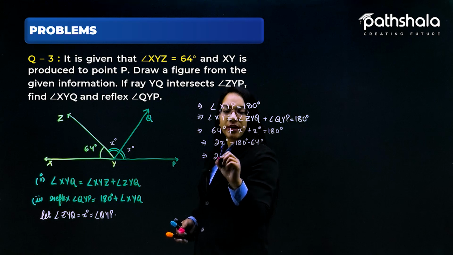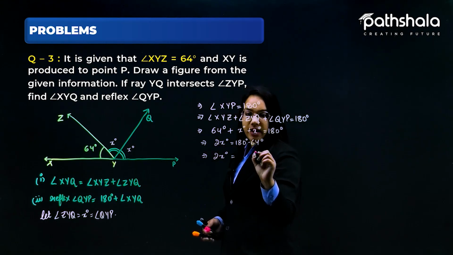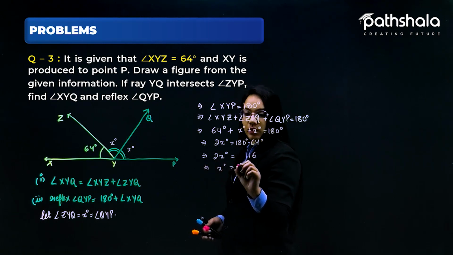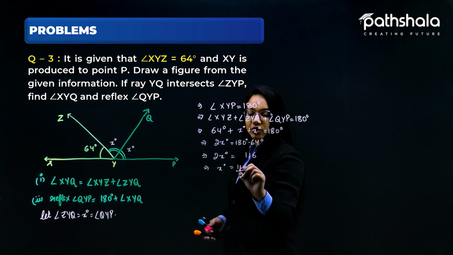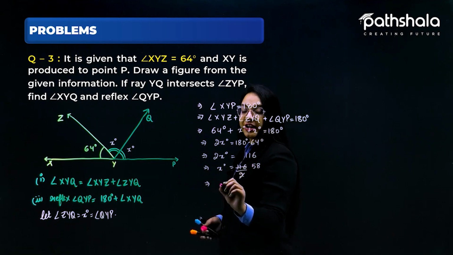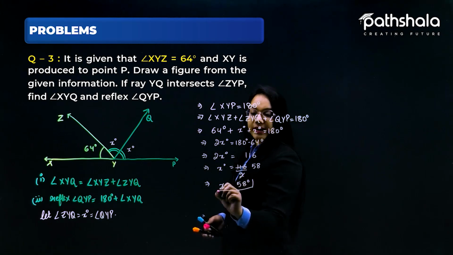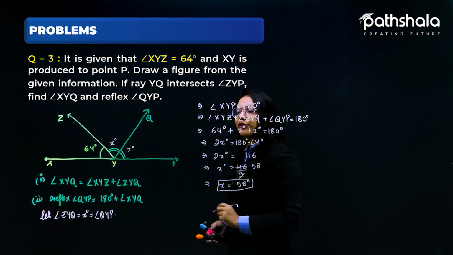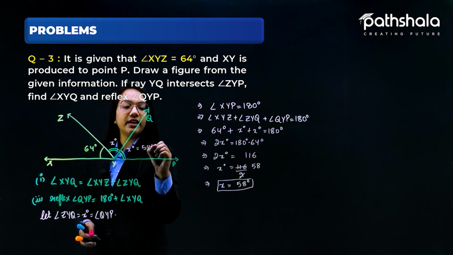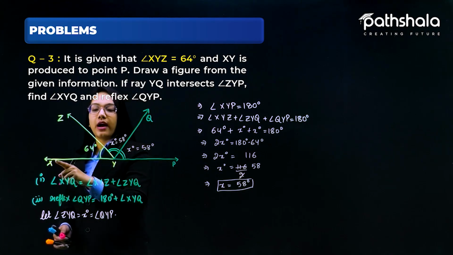Further, 2X is equal to 116. It implies that X is equal to 116 divided by 2. 2 into 5 is 10, 2 into 8 is 16. So at the end, we are getting X equal to 58 degrees. It implies that this angle is 58 degrees, so this angle is also 58 degrees. Now we are able to find the angle XYQ.